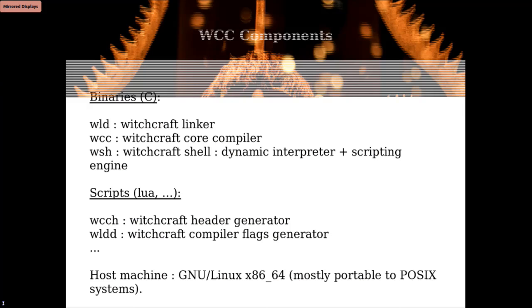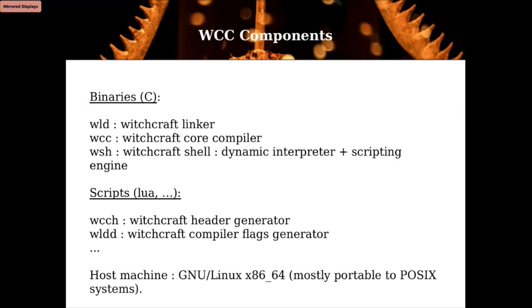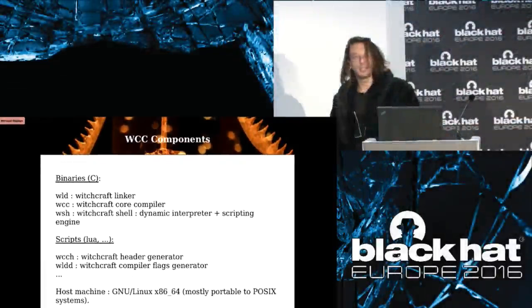Okay, let's do it. I have way too much content. The tool set is comprised of mostly three binaries. There's a linker, there's a core compiler, and there's a dynamic interpreter. I call them compilers, but they really take binaries as an input and not source code. Based on those binaries, I've built a number of utilities on top of them, which are mere Lua scripts. The host machine has to be a Linux machine, but the binaries we analyze not necessarily. I'll show you in particular how to dynamically analyze ARM binaries on an Intel Linux machine without a VM.